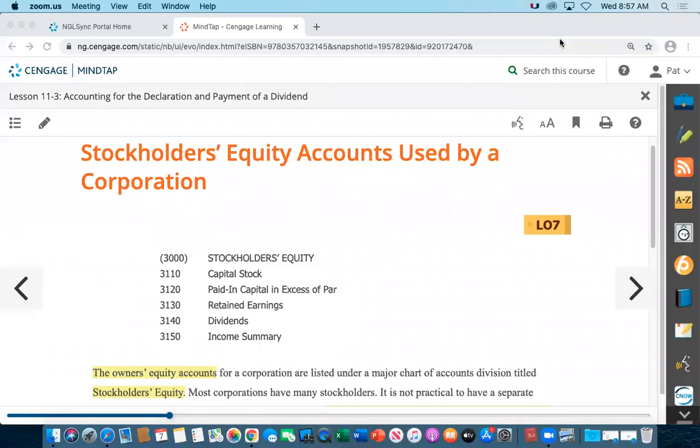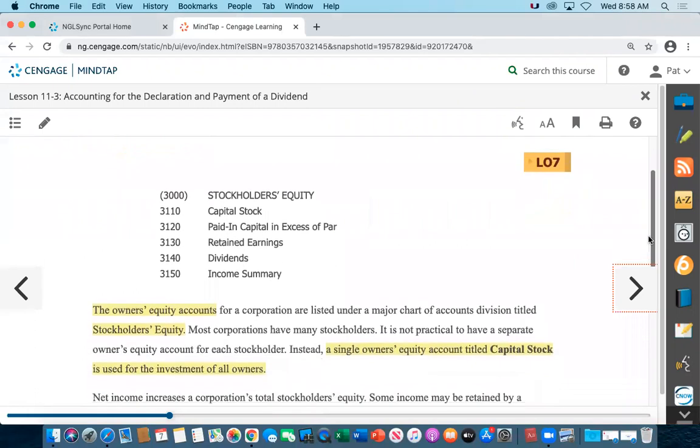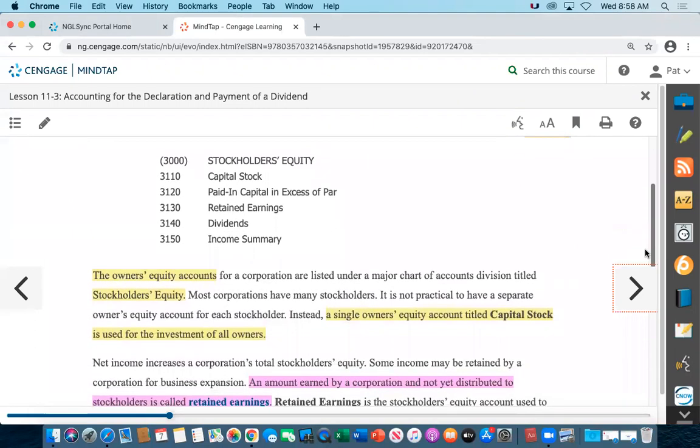All right, so this is 11.3 notes. We used to just have owner's capital and owner's drawing. We have this section now, 3,000 stockholders equity. And what we're doing with this is we need to do a few things with our investors, the people that invest money, our shareholders, that gave us the capital, the money to help us expand, start, whatever the case may be.